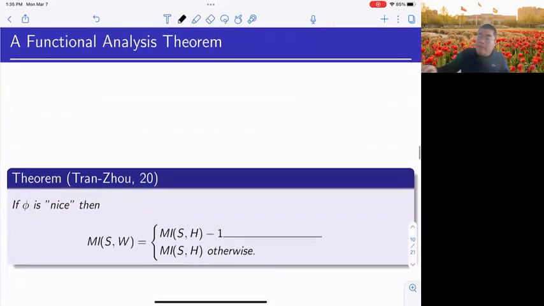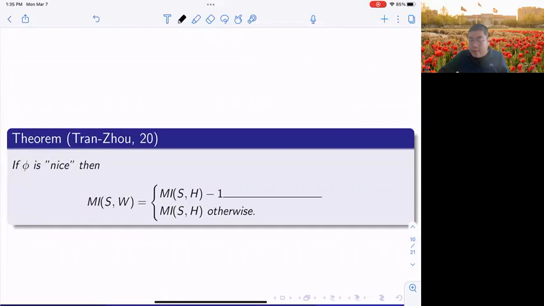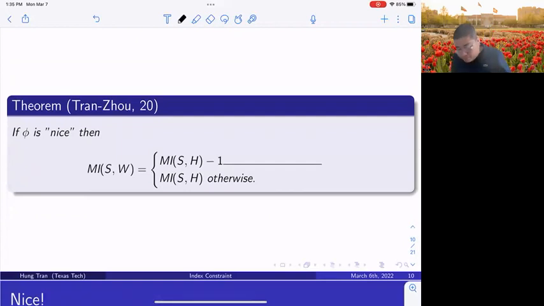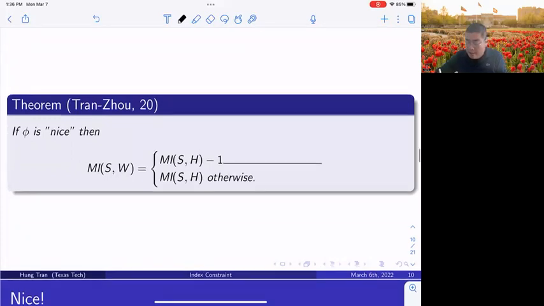So the main abstract theorem that we prove is the following. It says that if the linear functional phi here is nice, and I'm going to explain what nice means a little bit later, then the Morse index with respect to W is equal to the Morse index with respect to H minus 1 if and only if the following condition is satisfied. There exists some element u in the Hilbert space H such that S of u, dot, equals phi, and furthermore phi of u is smaller than or equal to 0.